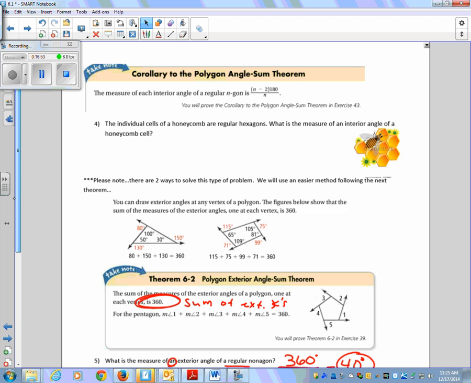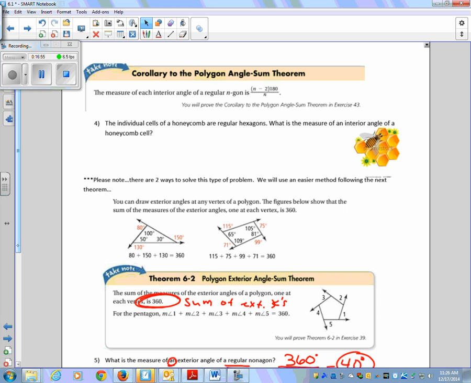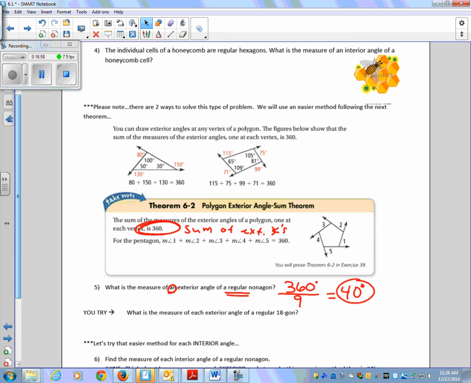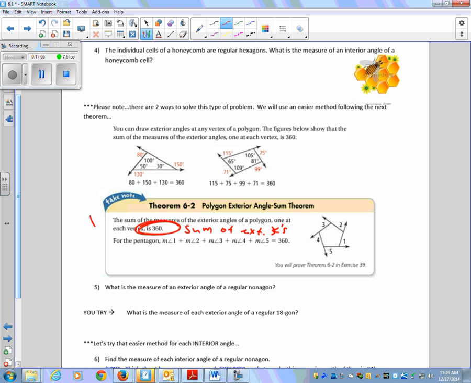This is relating to hexagons and honeycombs, but the real important piece here is that the sum of the exterior angles in any polygon is 360 degrees. So, like I said, all of these problems come down to the same two facts. The sum of the interior angles is 180 times n minus 2, and the sum of the exterior angles is 360.